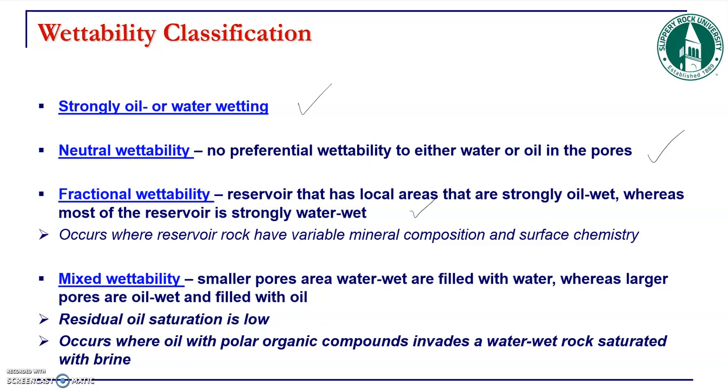Now, what is mixed wettability? Mixed wettability is basically rocks where the smaller pores are water wet and larger pores are oil wet. Why do we have such a situation? Let's assume again that you have two types of pores. One is a small pore, another is a larger pore, so pore number one, pore number two. The small pore is water wet, since, if you remember, the wetting phase water initially fills all the small pores. So this pore is filled with water.